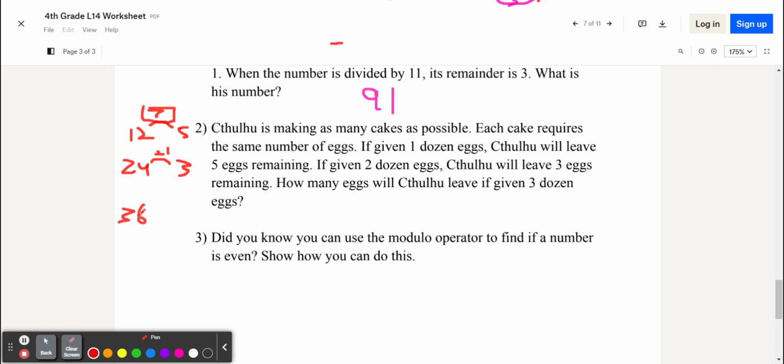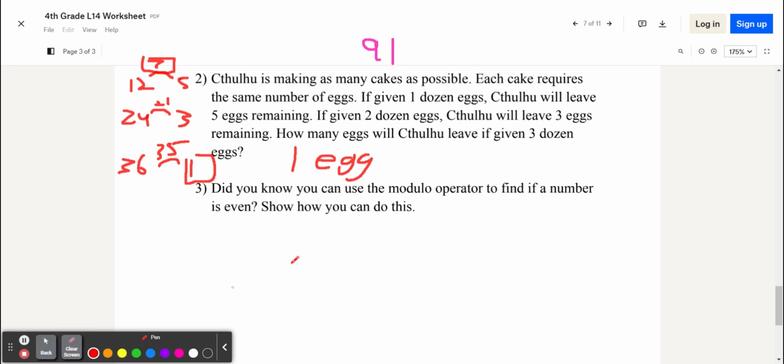he'll have 36. And then he'll make as many cakes as possible. And so since each cake uses 7 eggs, we'll do mod 7. And so we'll just get 1 because for 36, the highest multiple of 7 will be 35, making 5 cakes. And then he'll leave 1 egg remaining. So he'll leave 1 egg.